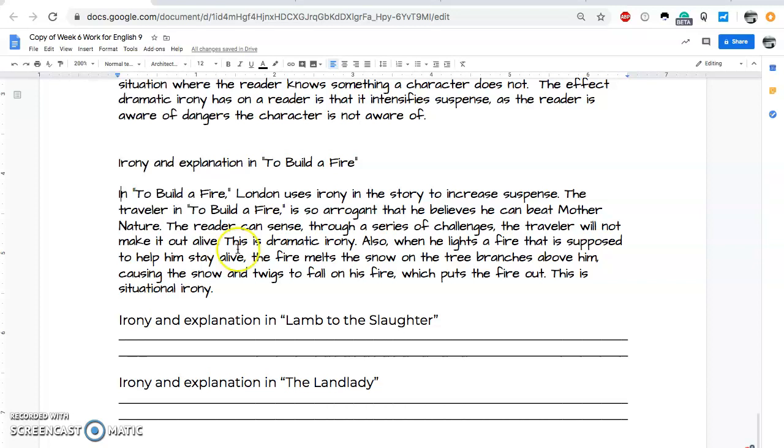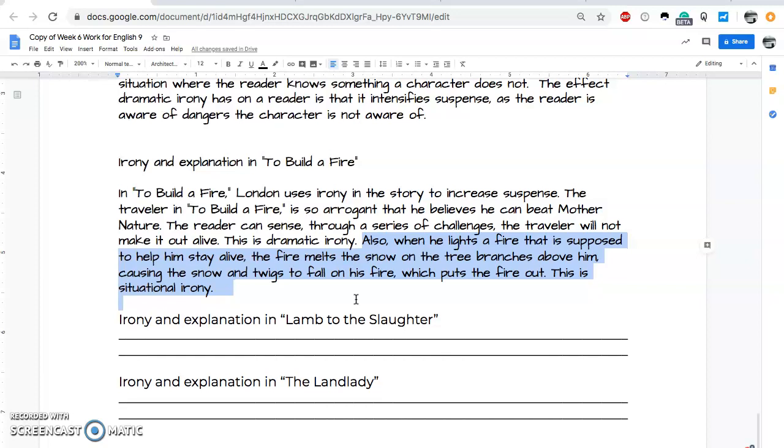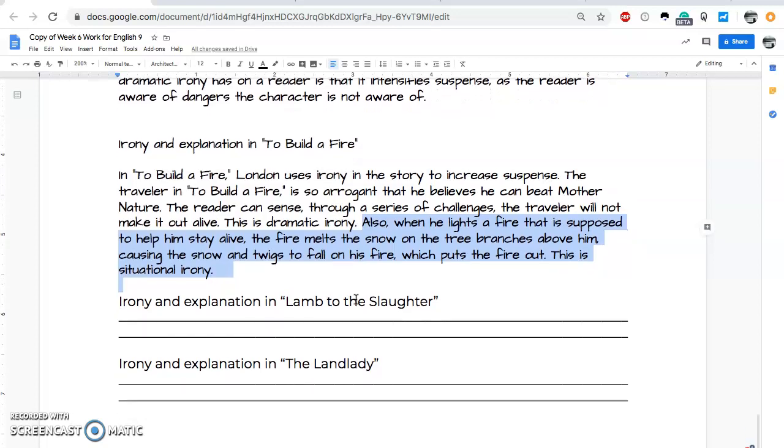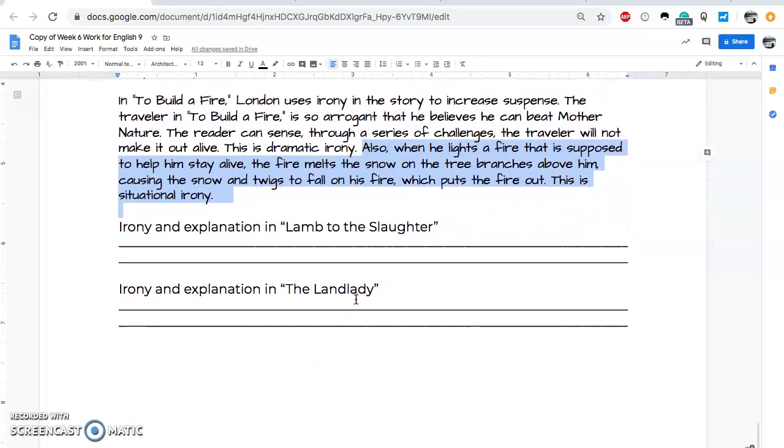This is dramatic irony. So the reader knows, but the character does not. Also, when he lights a fire that is supposed to help him stay alive, the fire melts the snow on the tree branches above him, causing the snow and twigs to fall on his fire, which puts the fire out. This is situational irony. So what was supposed to help him stay alive contributed to his death.